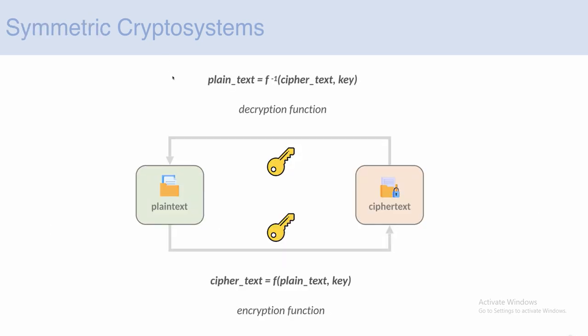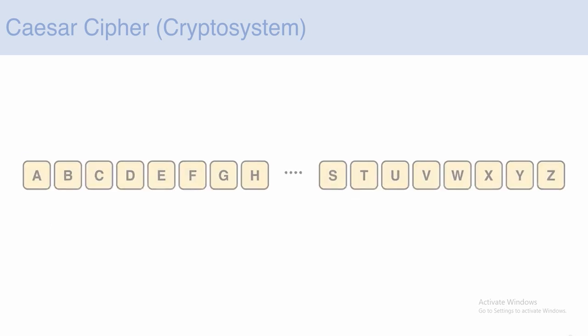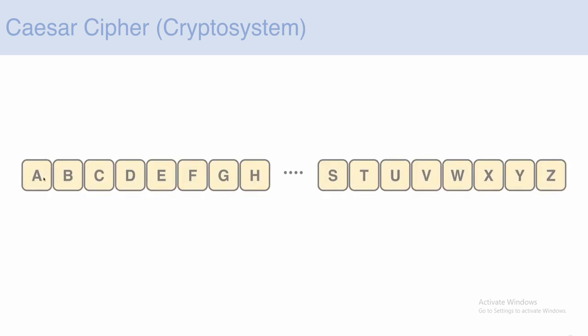This is what we have been talking about in the previous lectures, that essentially we need the plain text and we need a so-called private key in order to transform the plain text into a ciphertext and vice versa. So in this case, the private key is the value with which we shift all the characters of the plain text. Of course, as you may guess, somehow we have to transform the characters into numerical values.